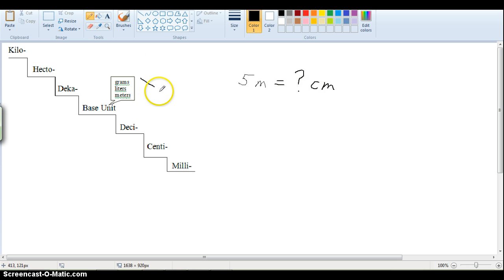And something that this chart doesn't have, that maybe I should have had a chart that had this: if you're moving down the steps, multiply by 10. If you're moving up the steps, then you have to divide by 10. So each step you go down, you multiply by 10. Each step that you go up, you divide by 10.